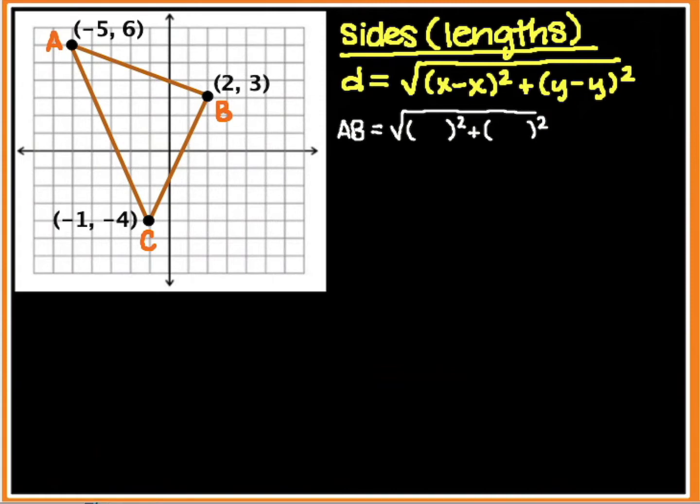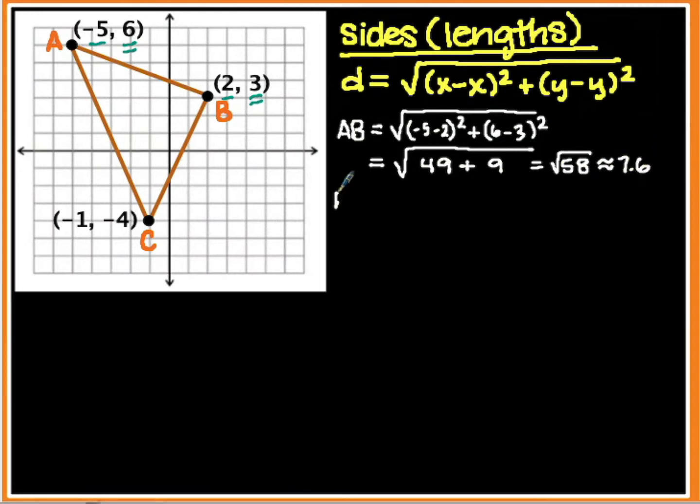And we do that by taking x minus x and y minus y. In the distance formula, that order doesn't matter. And we're going to take negative 5 minus 2, which is negative 7. Negative 7 squared is positive 49. 6 minus 3 is 3. 3 squared is 9. And so this comes out to the square root of 58, which is about 7.6.